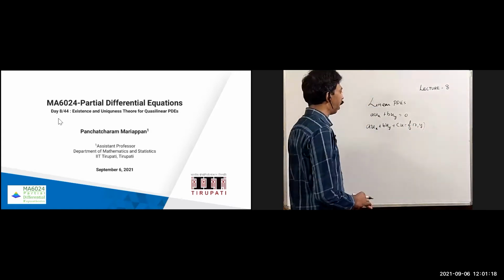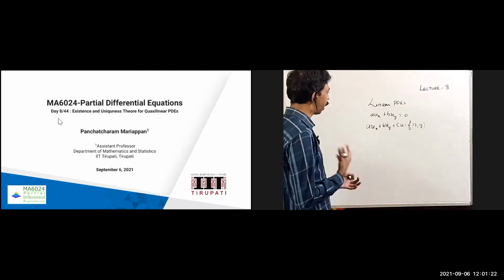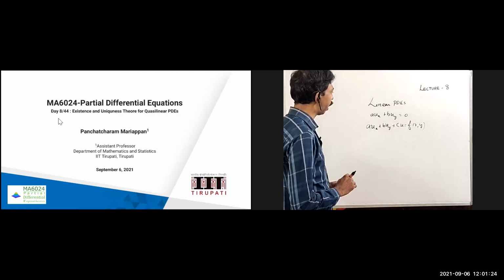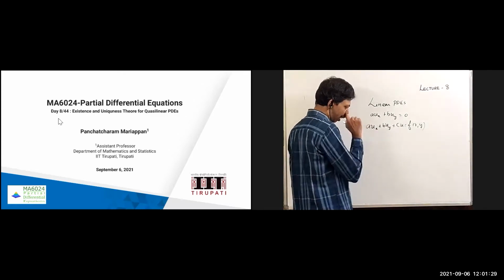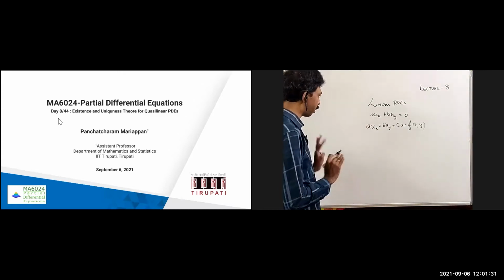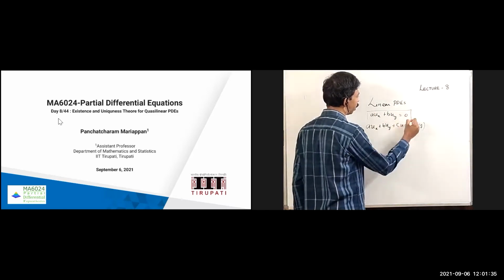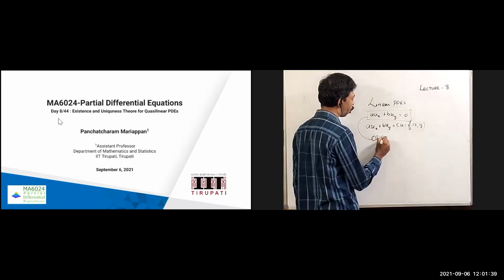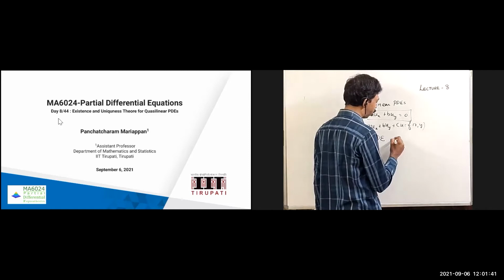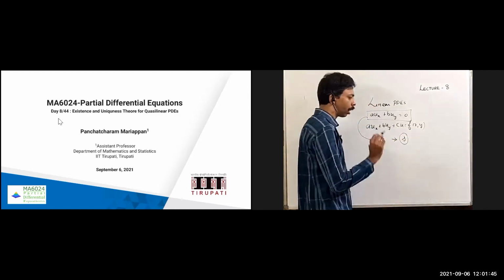Then we discussed various formulas depending on the conditions, and we also discussed the characteristics. In all the cases, our ultimate aim is to convert this PDE problem into an ODE problem. I am going to introduce a parameter family depending on the parameter s.